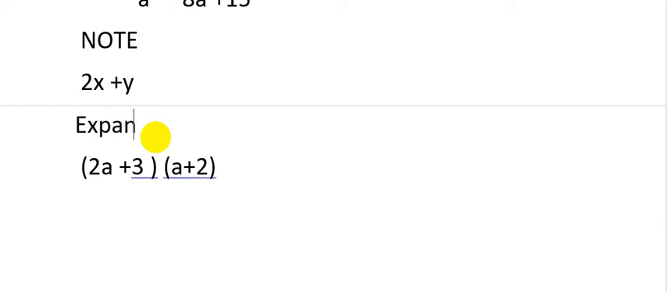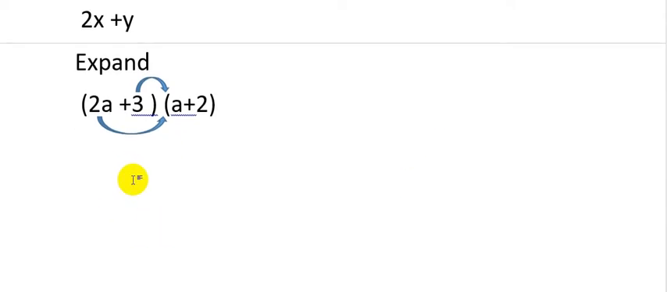So now it's time for us to expand this algebraic expression, or the binomial expression. The method is always the same. As I mentioned earlier, first you multiply 2a with this whole bracket. Then again, you multiply 3 with this whole bracket. If I write the steps: 2a multiplied by a plus 2, again plus 3 multiplied by a plus 2.